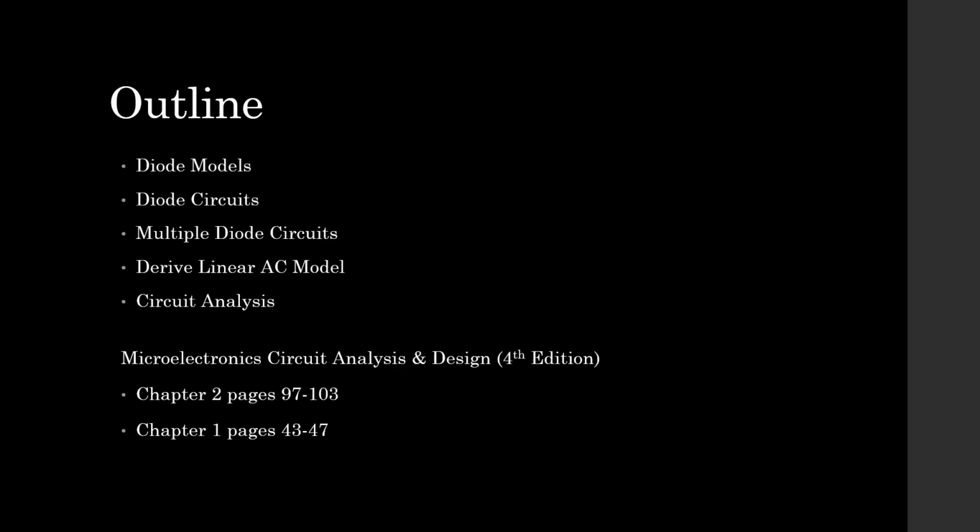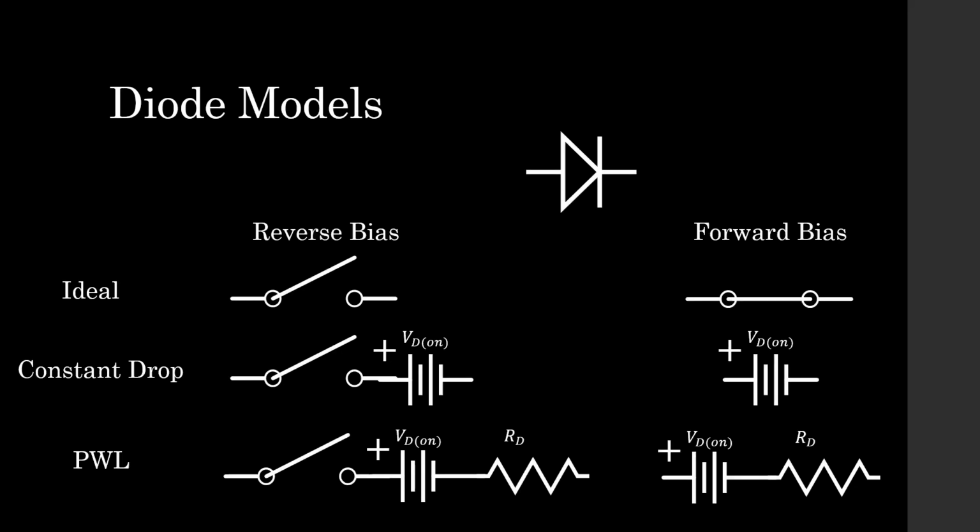Looking at today's lecture, we're going to be going through diode models, diode circuits, and multiple diode circuits. We're then going to derive a linear AC model and perform some circuit analysis. All of this work can be found in your textbook in Chapter 2 and Chapter 1, and you know the rules. Anything said or done in this lecture can and may be used as a question to test you in your examination.